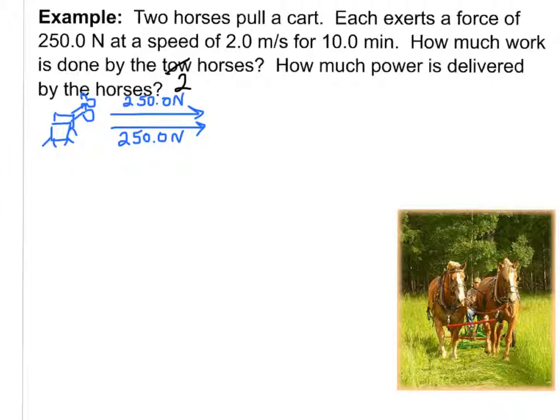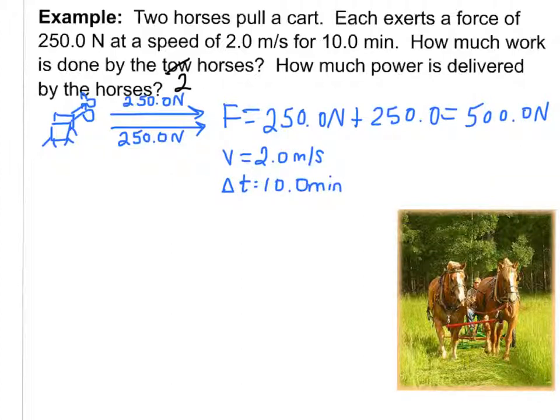So if we have our horses both traveling in the same direction, they're both going in the same direction, parallel to each other. We know the force is going to be equal to 250.0 newtons plus 250.0 newtons. So our force being exerted by the horses combined is going to be equal to 500.0 newtons. We also know the velocity is 2.0 meters per second. We know the time is 10 minutes. Big red flag, we don't want time in 10 minutes. We'd like it in seconds. So we're going to multiply this by 60 seconds over 1 minute so that we can get 600 seconds for our time. So the first thing we want to do is find the work.